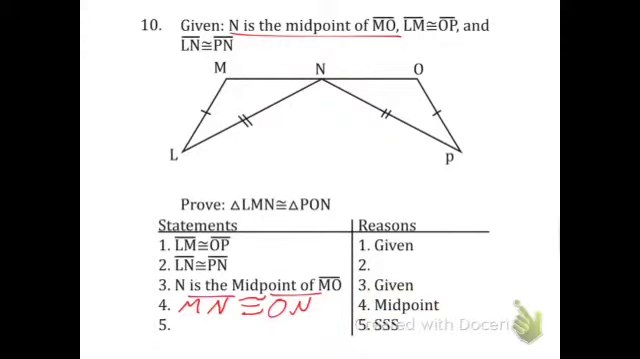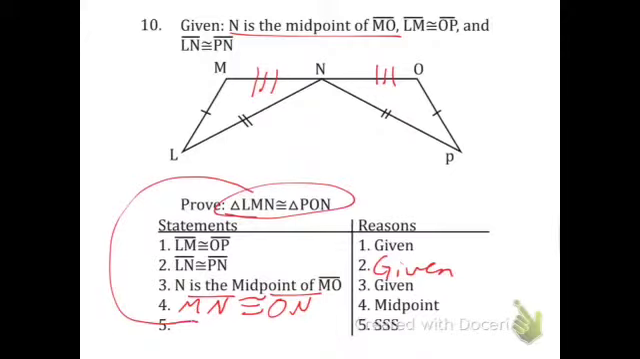I guess we just need to fill in this guy here. LN is congruent to PN, and that's part of our givens. And so I'm going to put that down, given. And then we have side, side, side, because those match up, and then those match up. And so we're just going to put this statement right here. LMN is congruent to PON, and that's our finisher there.